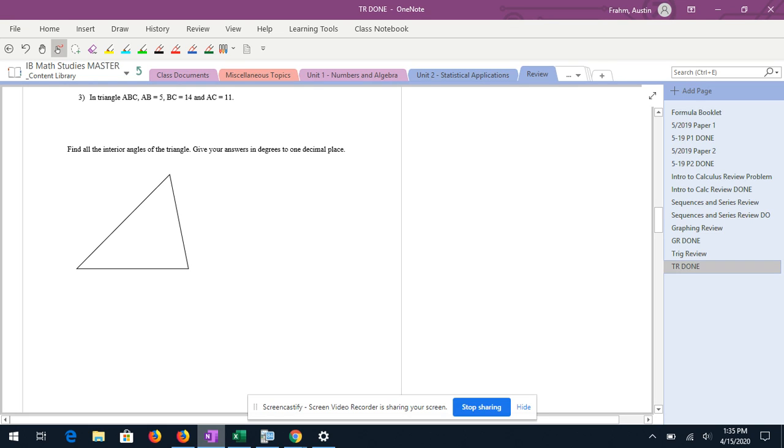Number 3, they say in triangle ABC, AB is 5, BC is 14, and AC is 11. Find all the interior angles of the triangle. Give your answers in degrees to 1 decimal place.